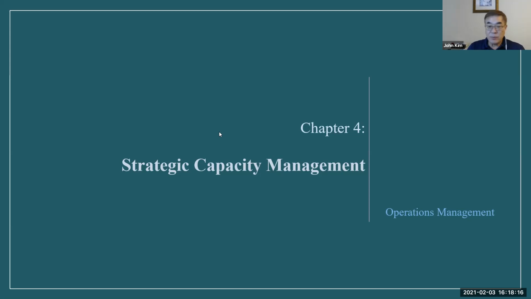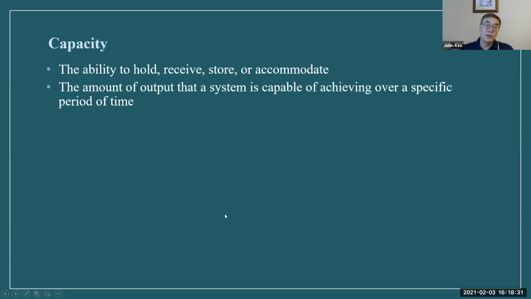Today's chapter is chapter 4, strategic capacity management. So first, define what is capacity. Capacity is the ability to hold, receive, store, or accommodate.